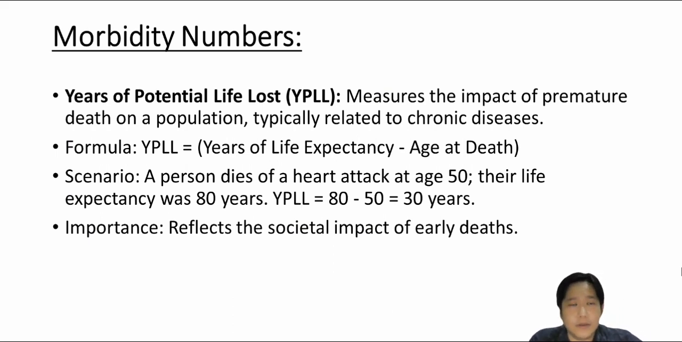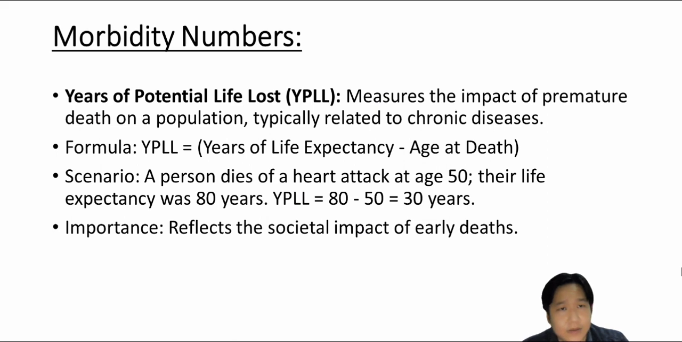This is the last morbidity number. From what I understand, there are still more, but for this particular lecture, I will limit it to this number, years of potential life loss. Perhaps more information, I will give the reference at the end of this lecture. Okay. Now we are talking about years of potential life loss. It measures the impact of premature death on the population, typically related to chronic diseases.